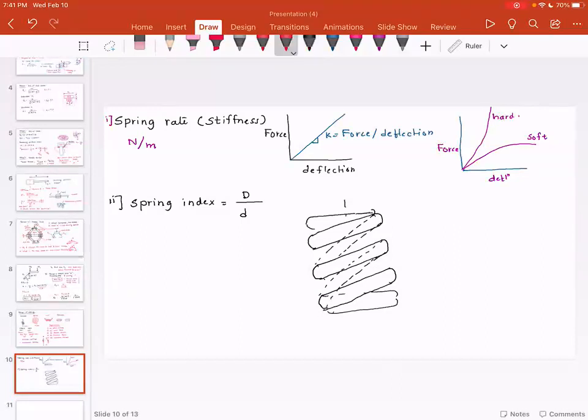This is the center line. And this is the center line of the wire. If you look at the wire, this is the wire. This is the wire diameter. And this diameter is the coil diameter D.